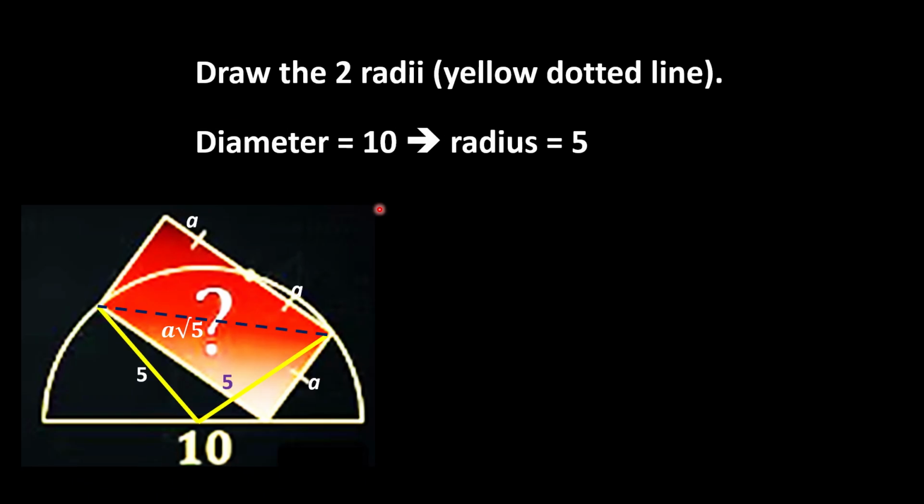Out of the three lines, one line was the diagonal. The other two lines are the radii. From the center of the semicircle, join the vertices which are on the circumference. Each will be a radius. The diameter is 10, so the radius will be 5. So these two yellow lines are 5 units each.